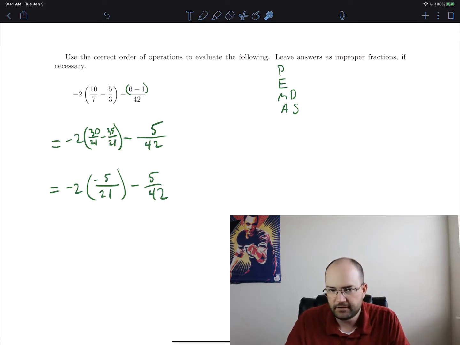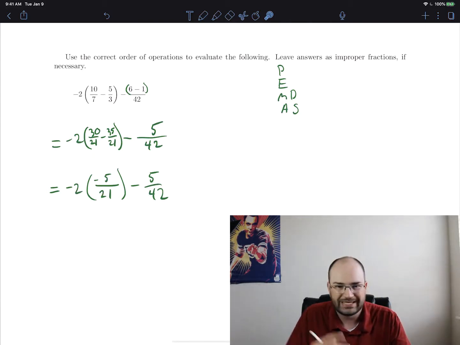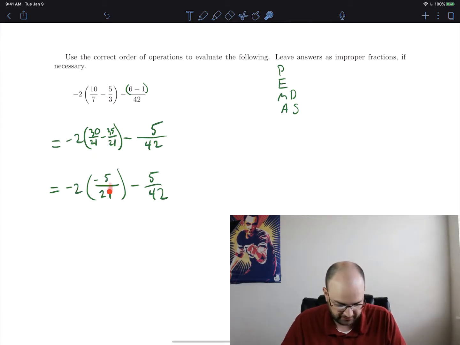Now we have to be very, very careful with this. A lot of people get this wrong. A lot of people take the negative 2 and multiply it by negative 5, and then multiply the negative 2 times the 21. We can't do that. That's changing this, or it's technically not changing the fraction. It's just converting that into a fraction with a different denominator. We don't want to do that. We want to actually evaluate this expression.